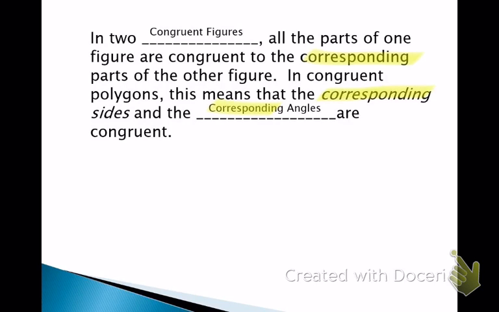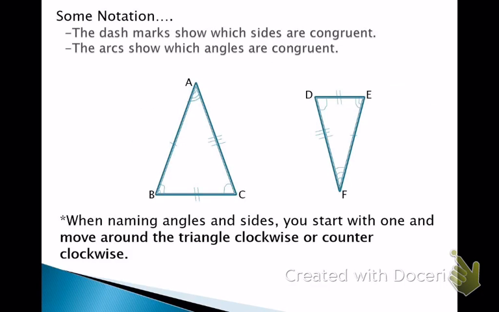And this corresponding is pretty important. That means that parts match up. Angles and sides are going to match up, and we have to be really careful on how we write things and how we approach things since there is this correspondence. So, some quick notation. If two triangles are going to be congruent, then we would need to know that all the corresponding parts are congruent.